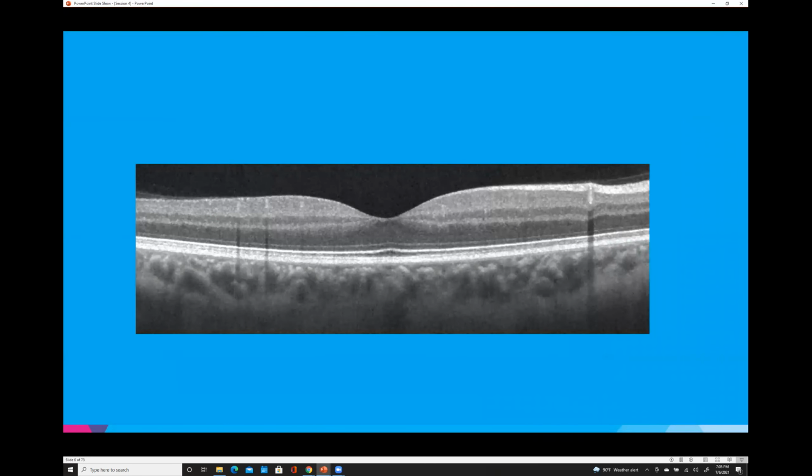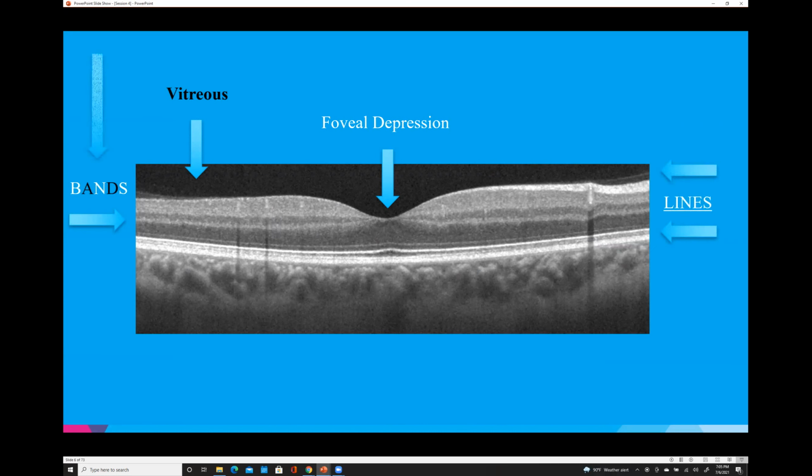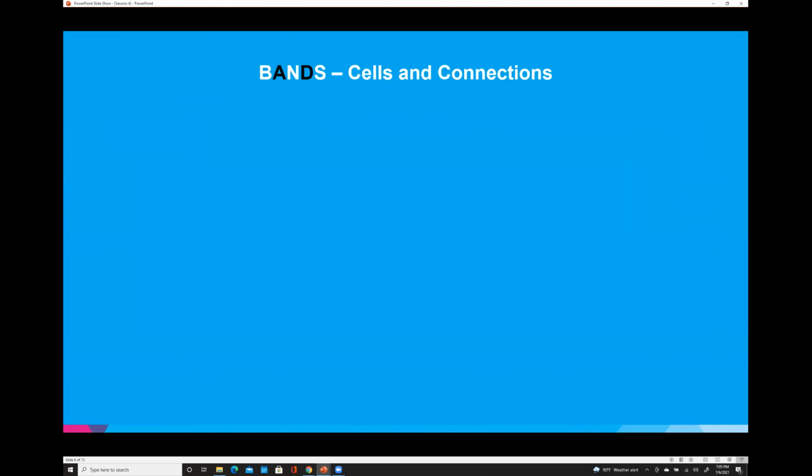We're looking at this spot. We're going to look at this OCT again. And again, foveal depression, just rehashing the vitreous, then we went through the bands, we went through the lines. So we went through both of them. So now our focus is where the cells are located and to whom they talk. That's the key to this lecture, just an overview. I don't know how brief it is, but it's an overview.